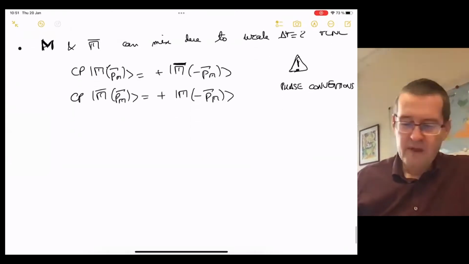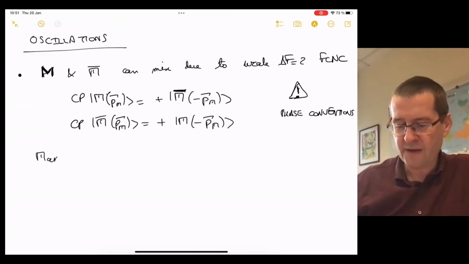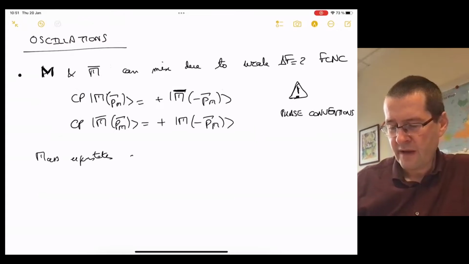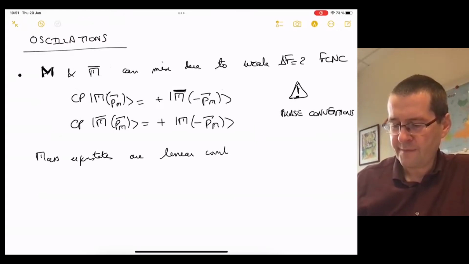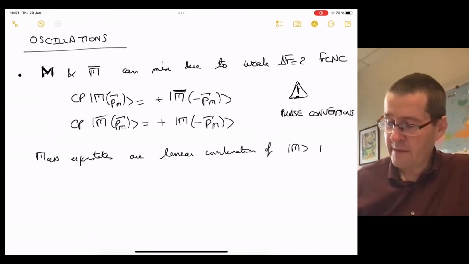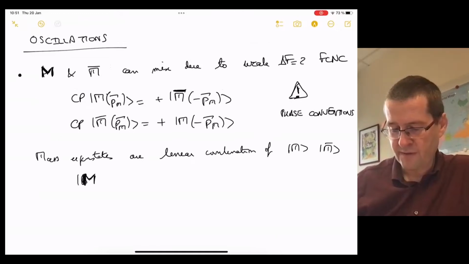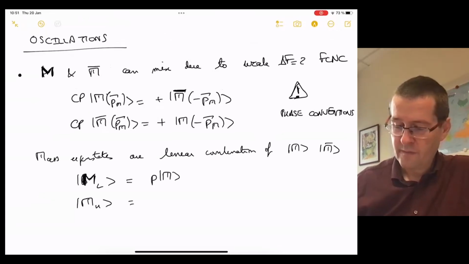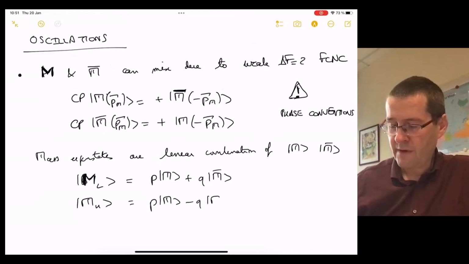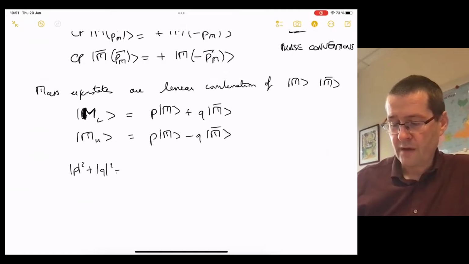Okay, so we have the mixing. So that means that when we're looking at the mass eigenstates, they are linear combinations of M and M bar. So you can define them. Try to be consistent here. So P M minus Q M bar. So P and Q are just complex numbers.